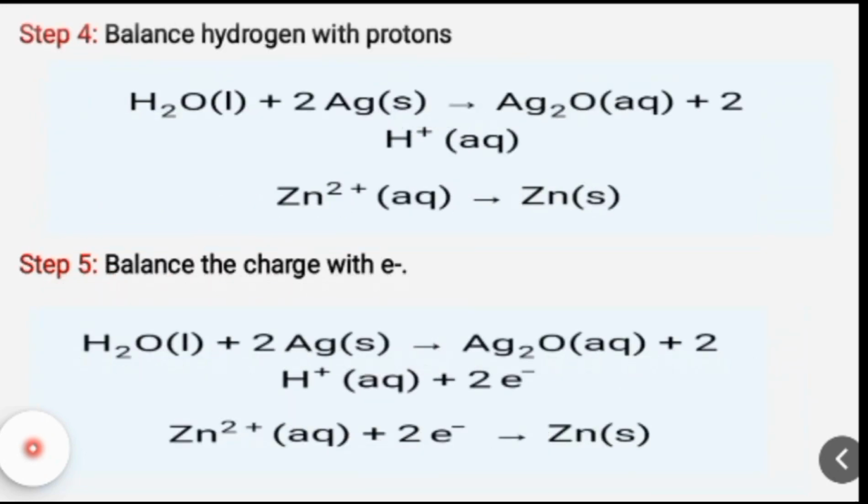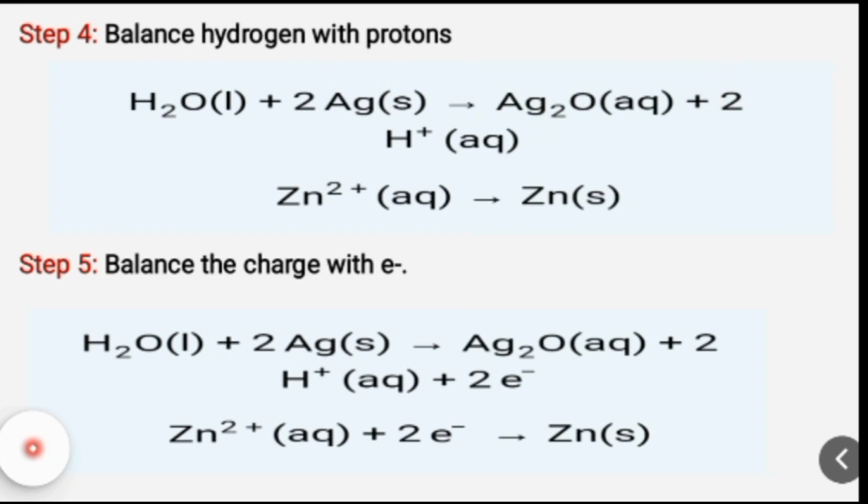Step 3, balance hydrogen. Over here, we have 2 molecules of hydrogen. To balance it, on the right hand side, we're going to add 2 molecules of proton. Therefore, hydrogen is balanced. Zinc doesn't have a problem. After we've balanced all the elements, we are going to start balancing the charge. For silver, we have a plus 2 charge on the right hand side, but on the left hand side we have 0 charge because these 2 compounds are 0.